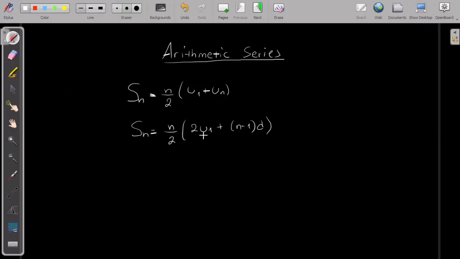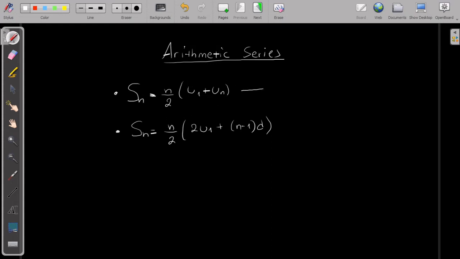Hello, in this topic we will see the arithmetic series. Now, the formula for the arithmetic series is this one, Sn equals n over 2 times (u1 plus un), or this one, Sn is n over 2 times (2 times u1 plus (n minus 1)d). Now, where do I use them?